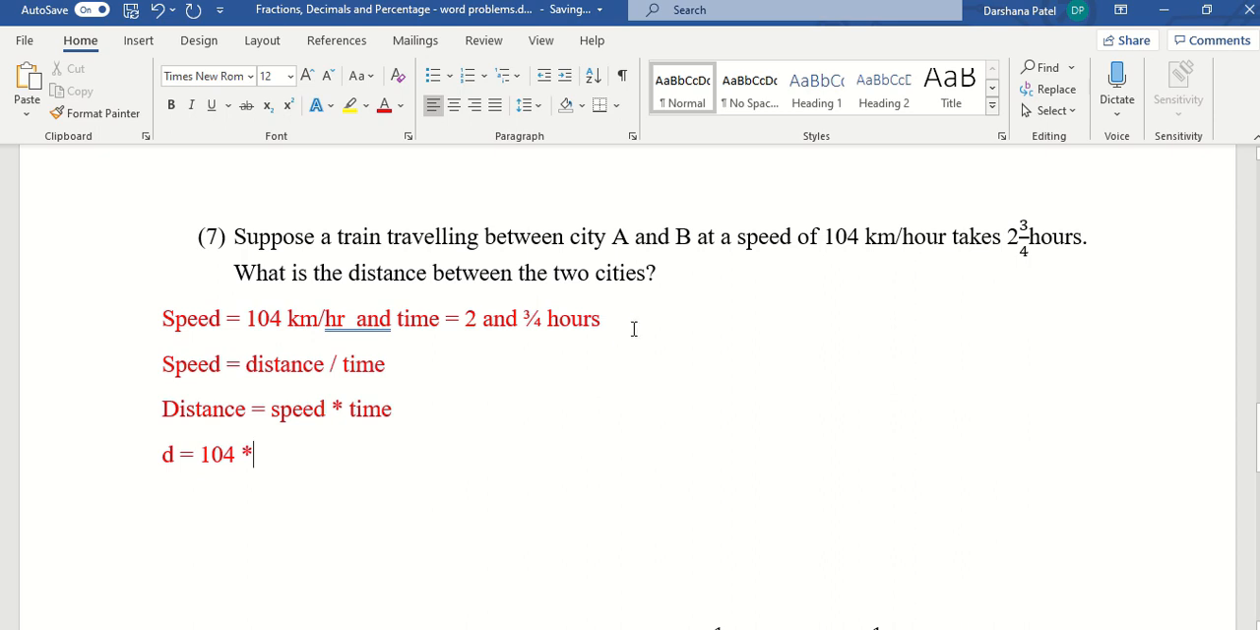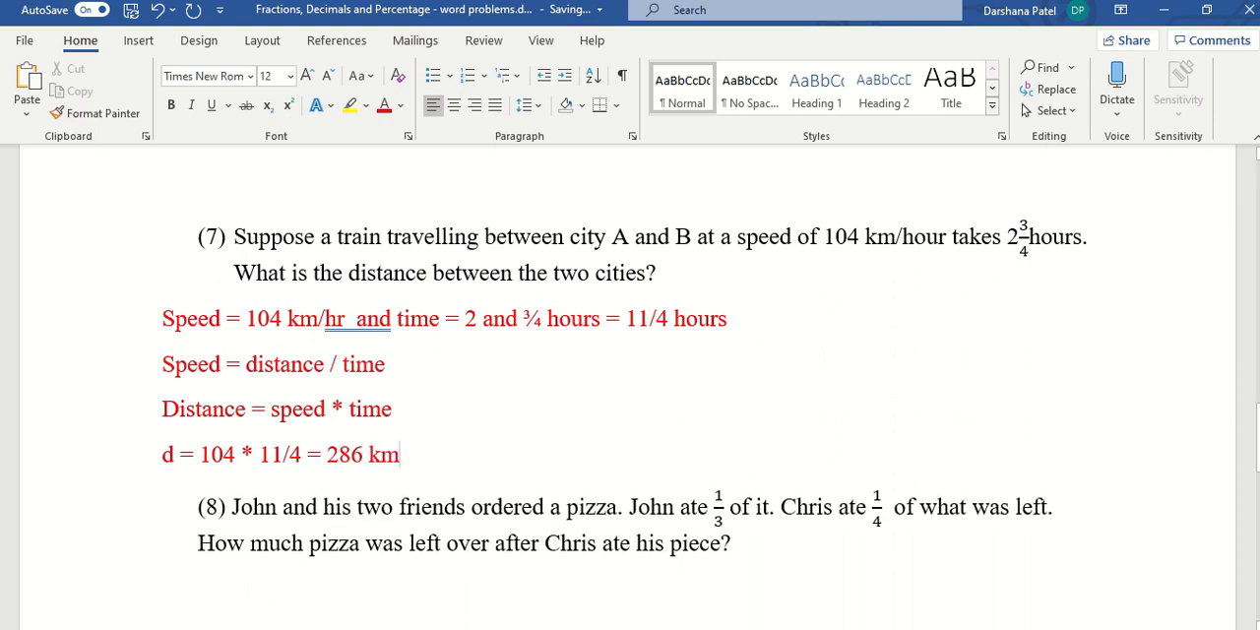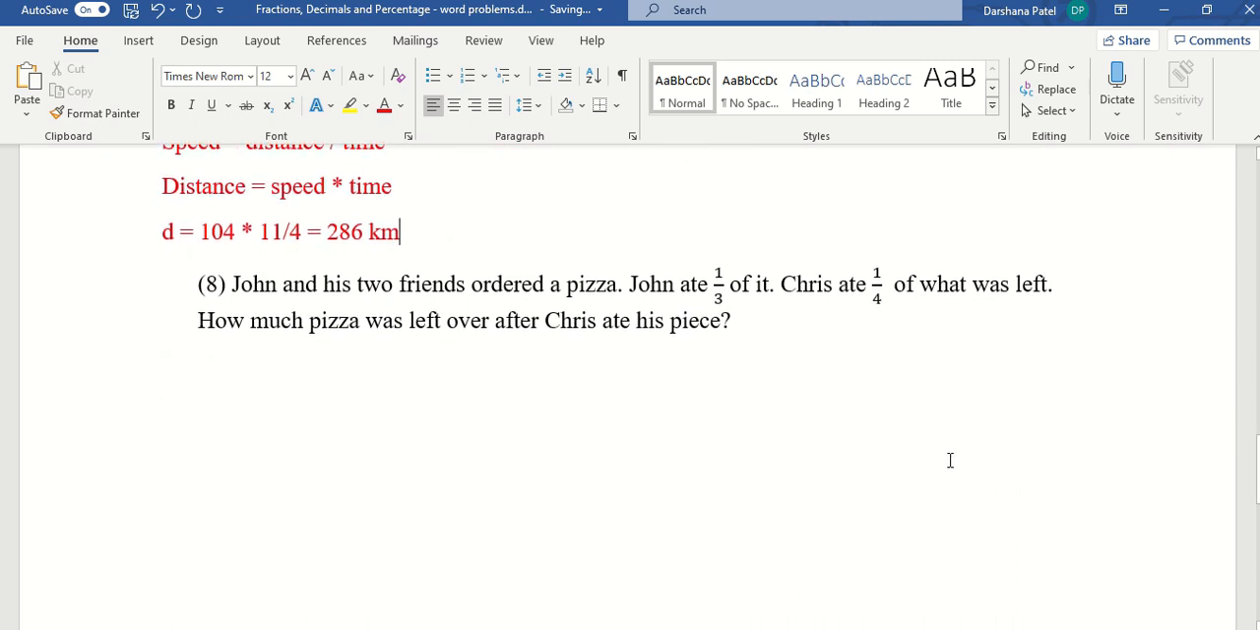But 2 3/4 as an improper fraction will be 4 times 2, which is 8, plus 3. 8 plus 3 is 11. So it's 11 over 4 hours. So it will be 104 times 11 divided by 4. We will get 286 kilometers. So the distance between those two cities is 286 kilometers.